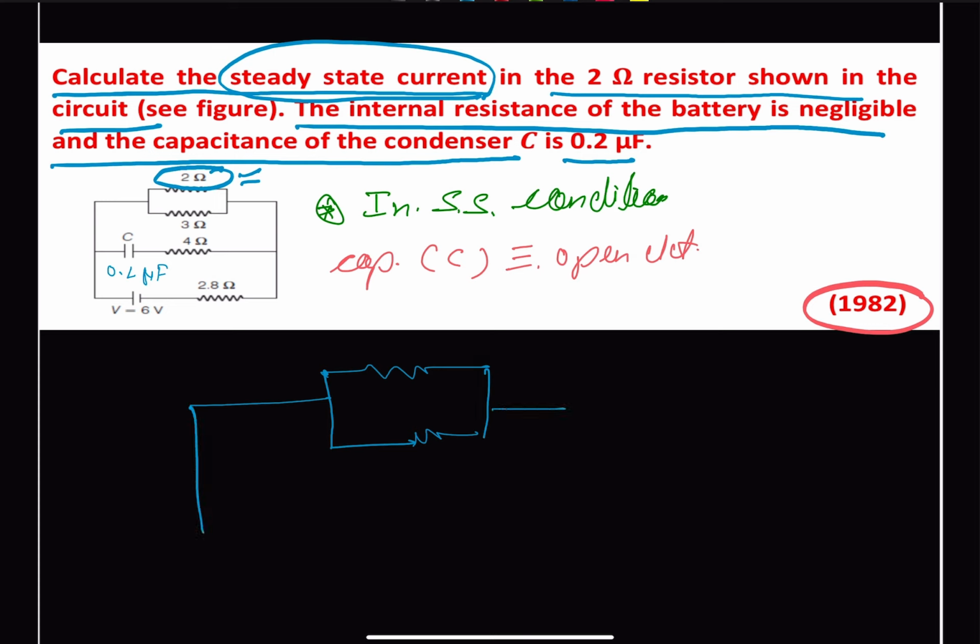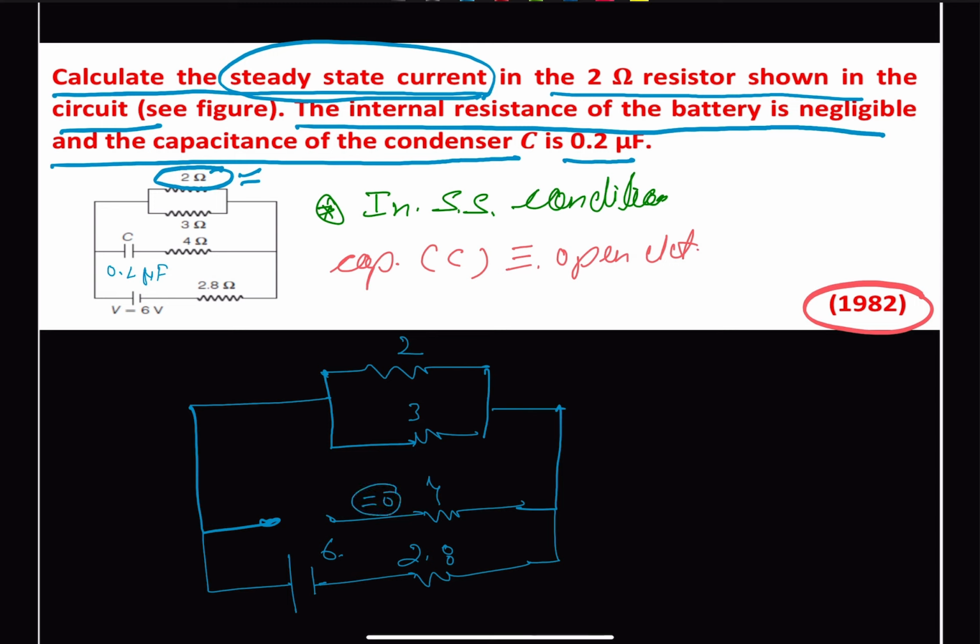So this becomes open circuit from here, and this is our 4 ohm resistance and supply is 6 volt, and we have a 2.8 ohm resistance like this. So this is about 2, 3, 4, 2.8, and this is about 6 volt. So obviously the current through this 4 ohm resistance will be equal to 0.